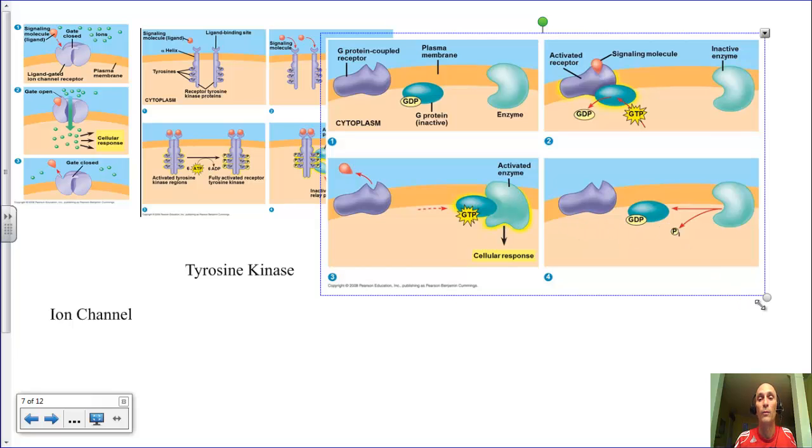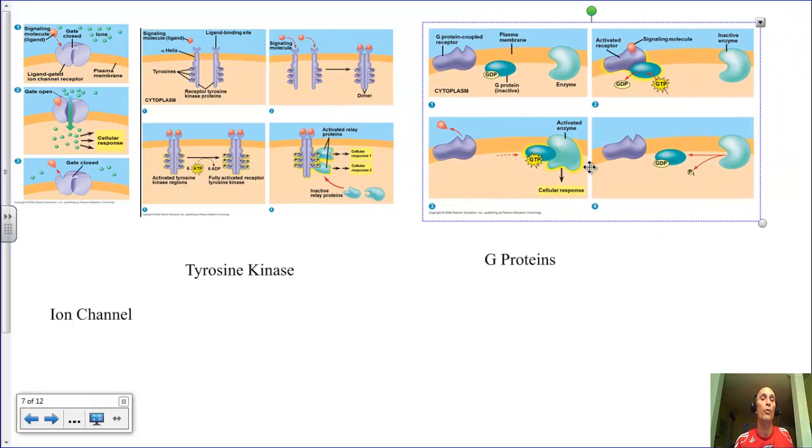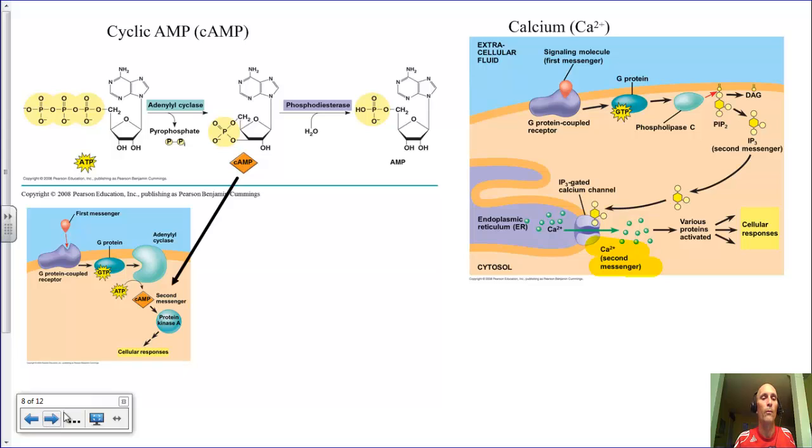So G protein has probably the greatest variety and number and type of receptors that are out there, and also in terms of their function, G protein is probably the most important of the three. All right, so another thing that we're going to look at here is what is called second messengers. Second messengers are molecules inside the cell which are passing on that cascade effect.